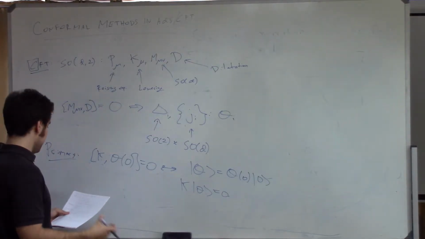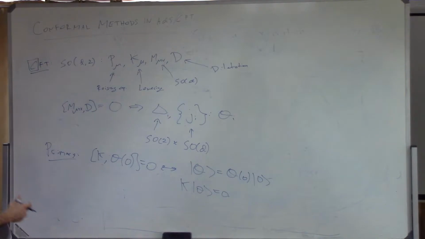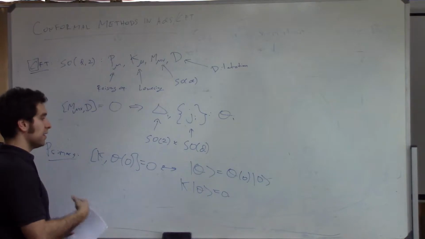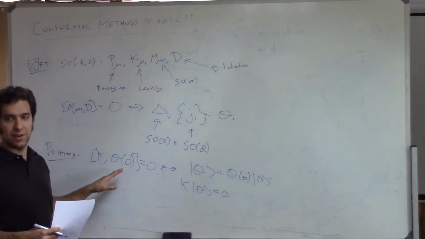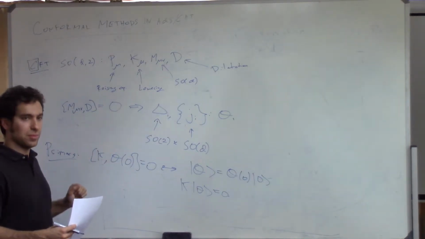Having constructed a primary, we can then flesh out the irreducible representation of SO(D,2) by acting with the raising operators P. These are like derivatives. In fact, they are derivatives. They generate translations. And so there is an entire infinite set of operators which are related to O by the action of the momentum generators.